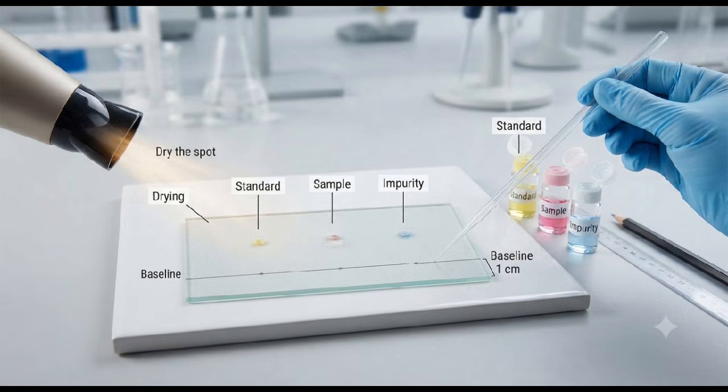Sample application. Next, a baseline is carefully marked near the bottom of the TLC plate using a pencil. Small amounts of the standard and sample solutions are then applied as separate spots on the baseline using a capillary tube or syringe. The spots should be small, concentrated, and completely dried before development.